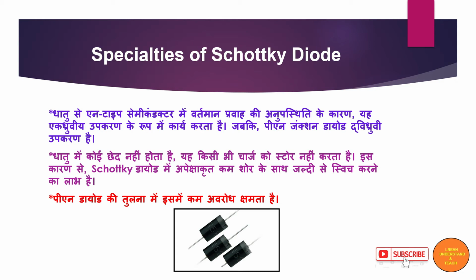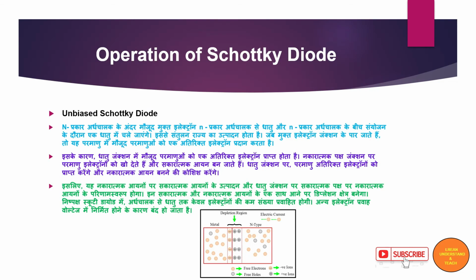Due to this reason, Schottky diode has the advantages to quickly switch with relatively low noise. It has a low barrier potential compared to PN junction diode. Next topic is operation of Schottky diode. First is unbiased Schottky diode.